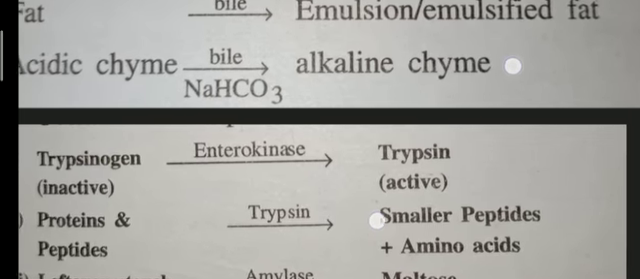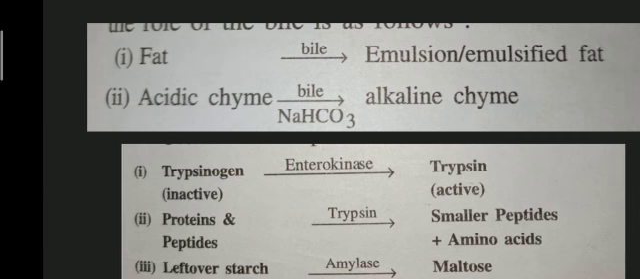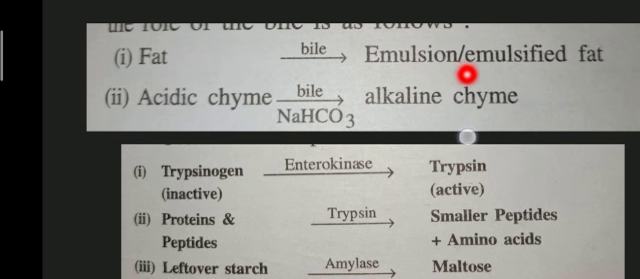Now let us see what is the function of bile in the work of digestion. First of all, it helps in the breakdown of fat into small droplets of fat, what we can say is emulsion of fats or emulsified fats. Secondly, in the presence of sodium bicarbonate, bile helps in converting acidic chyme into alkaline chyme.